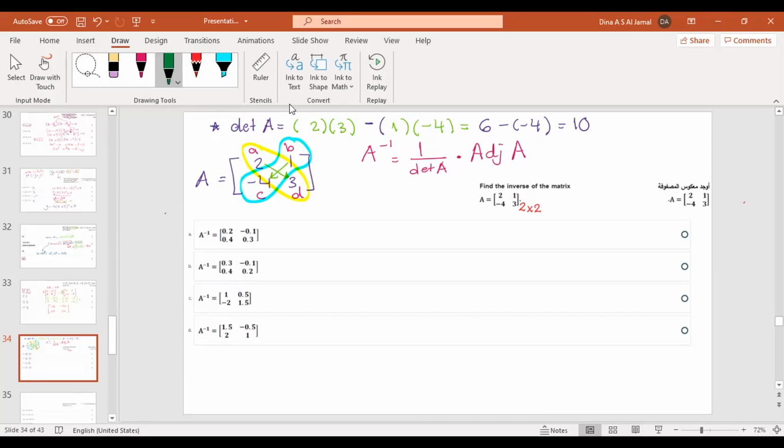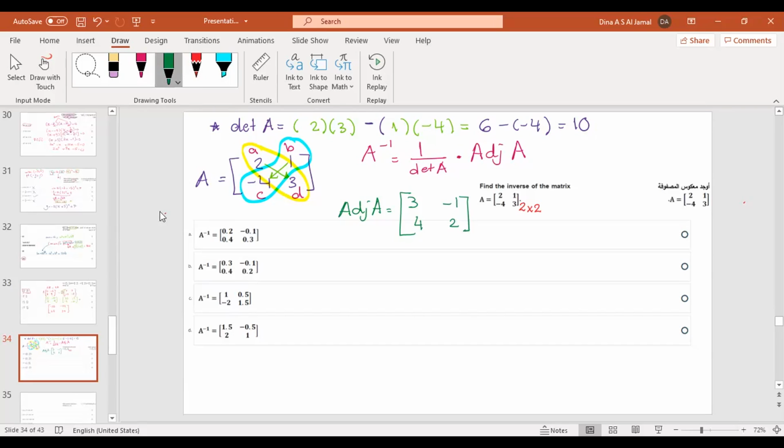So let me find the adjoint of A. It will be all about 3 and 2 here. Then changing the sign, it will be -1 and 4. With this, I got it as 3, -1, 4 and 2.